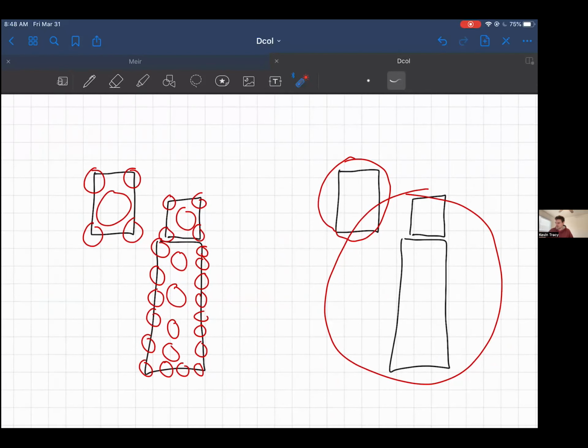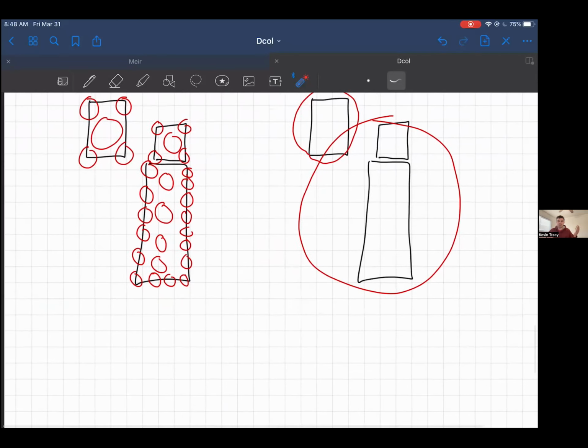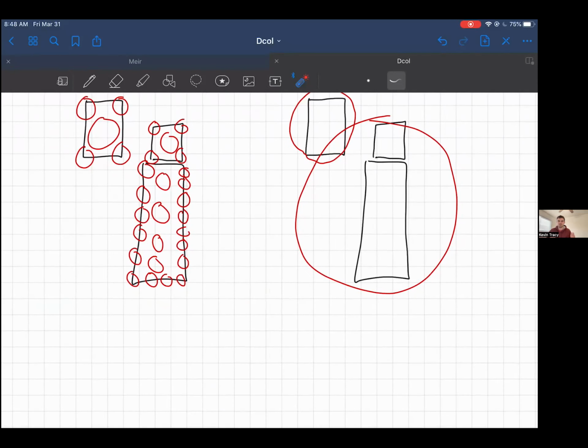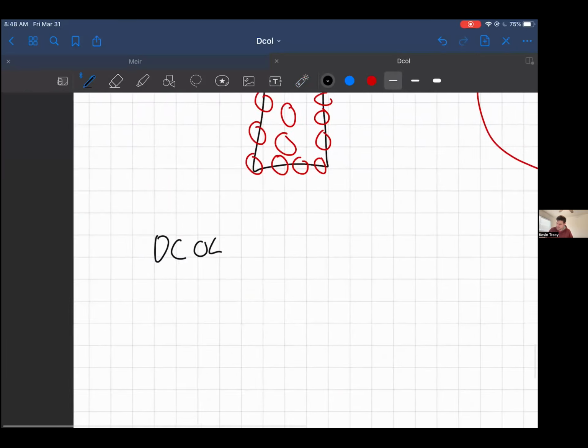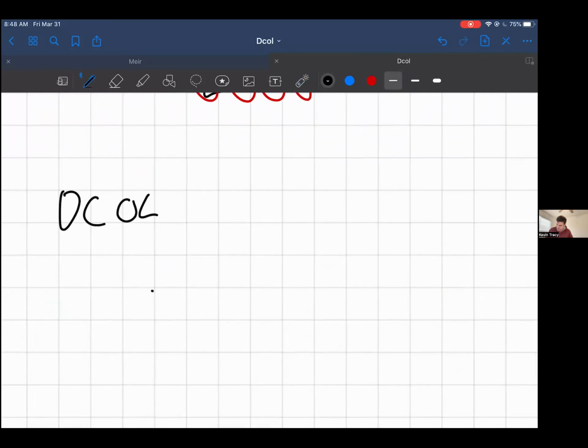And so what I worked on is a way to compute the collision information between two arbitrary shapes. It's called DCOL. What DCOL does is take two convex shapes. Actually, I'm just going to share my screen on the computer because it will be far clearer.